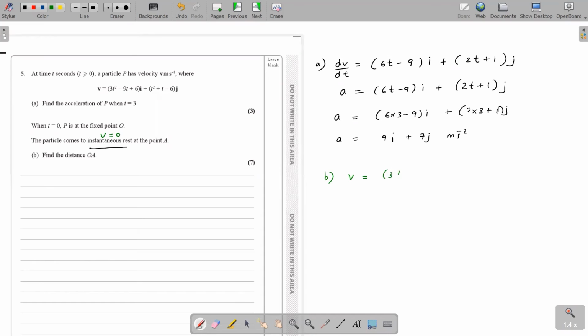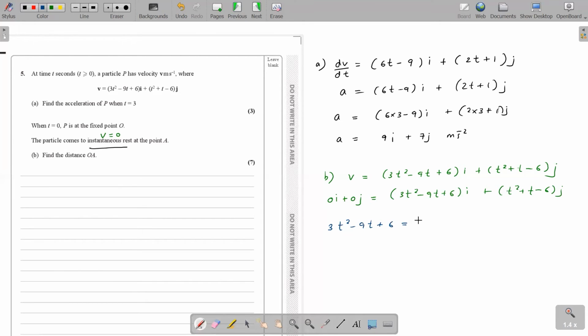So v equals (3t square minus 9t plus 6)i plus (t square plus t minus 6)j. Okay, so what do we do here now? When you come to instantaneous rest, your velocity becomes 0, so basically 0i, 0j. So take each component. Now the i component must be equated to 0 and the j component also must be equated to 0. Is this the method that you all did?